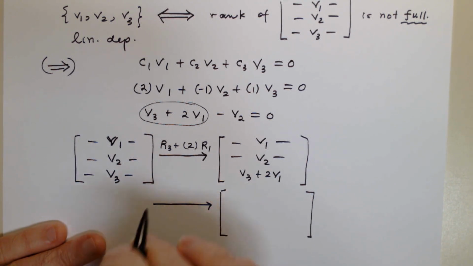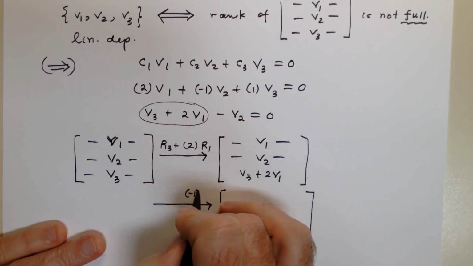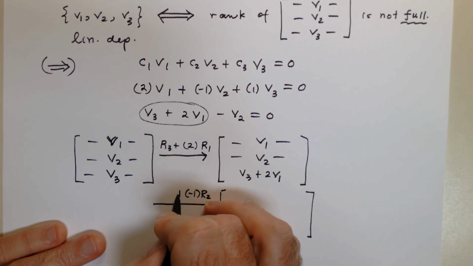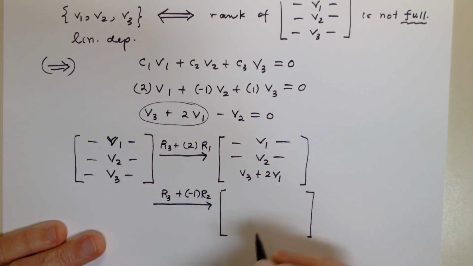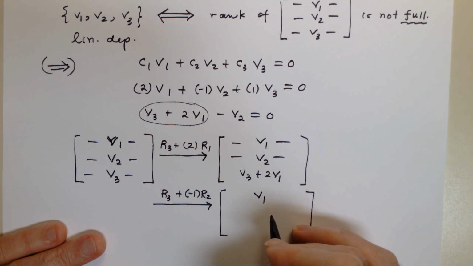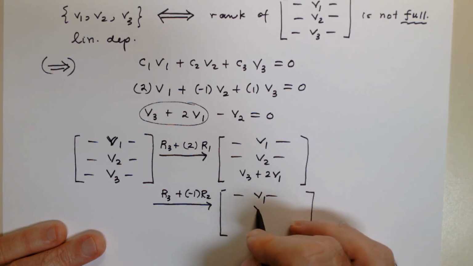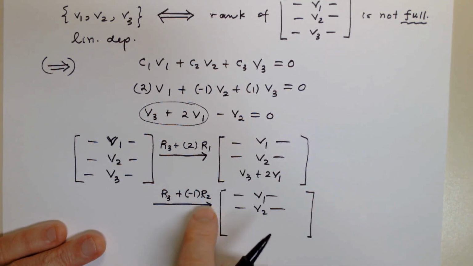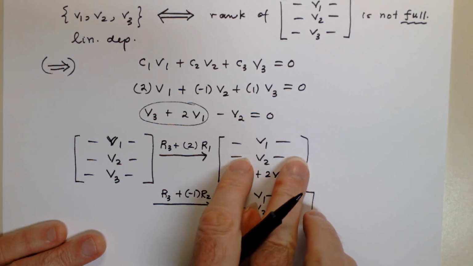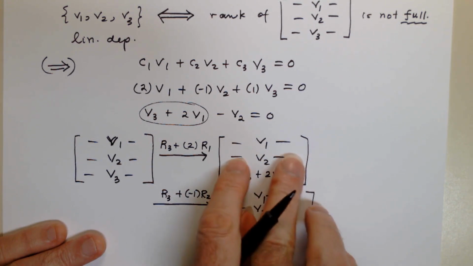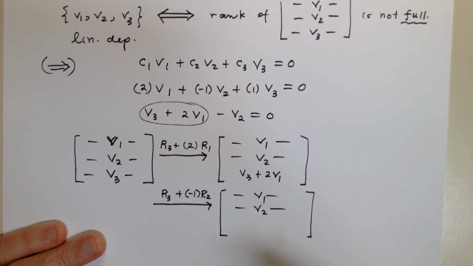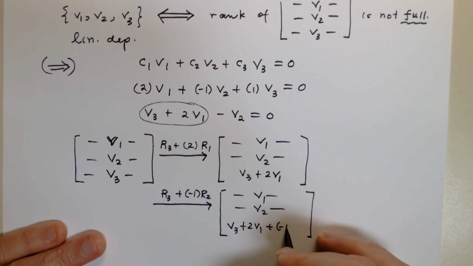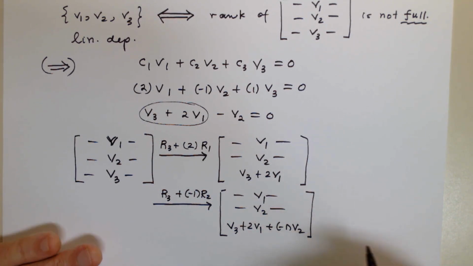I'm going to take row 2 times minus 1 and add it on to the current row 3. Now this will have no effect on V1 or row 1. It'll have no effect on row 2. I am making another change in row 3. This time I'm taking minus 1 times row 2, which is V2, and adding it down onto the third row. So I'm going to get V3 plus 2V1, and this additional minus 1 times V2.